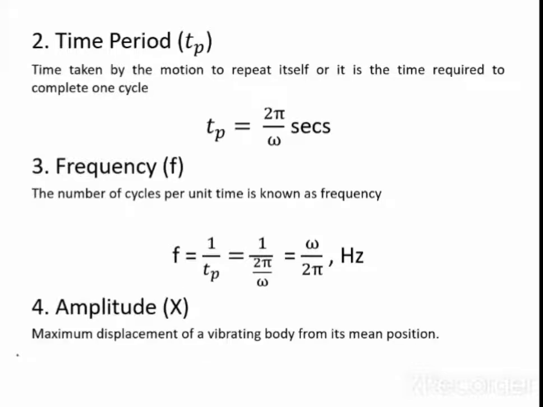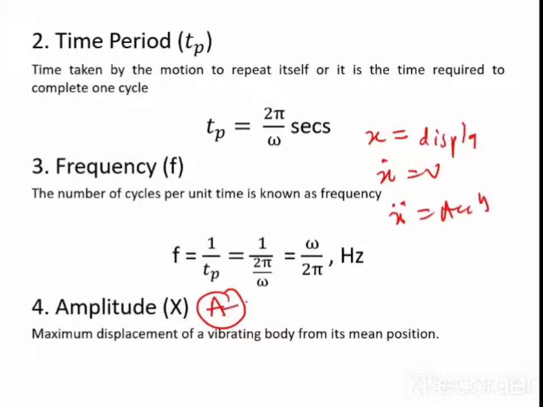Okay. And last is amplitude. Maximum displacement of a vibrating body from its mean position. Now, while deriving a fundamental equation, I have already explained what is amplitude. So x amplitude, you can also call it as a. If you are getting confused, see what is x? X is nothing but a distance, initial displacement. Basically, you can call x is equal to displacement, x dot is equal to velocity and x double dot is equal to acceleration. And you can call a as the amplitude, or you can call capital X as the amplitude.